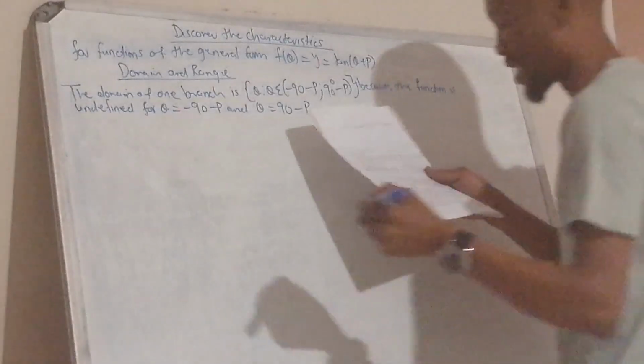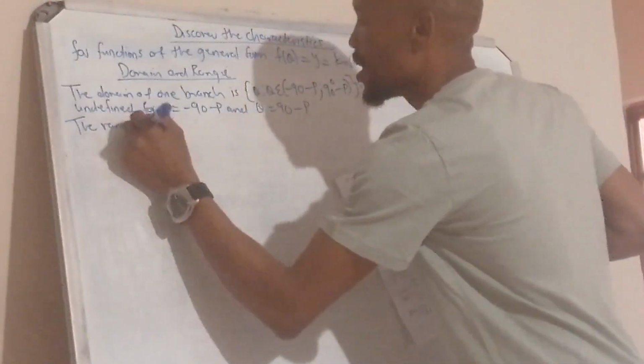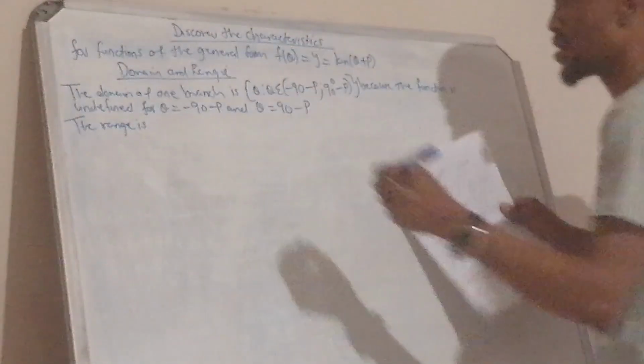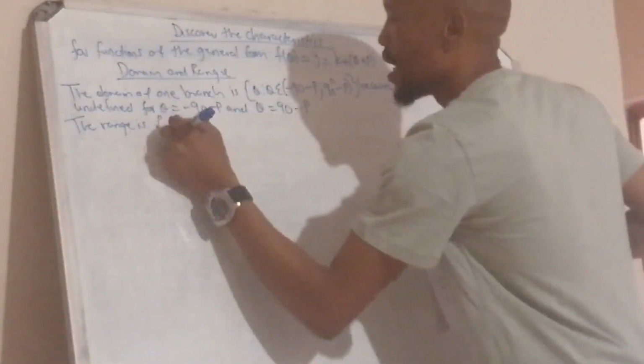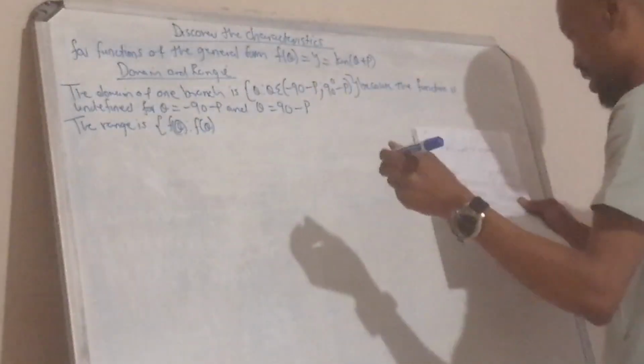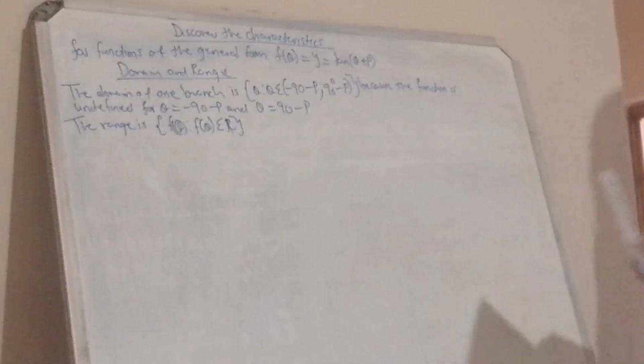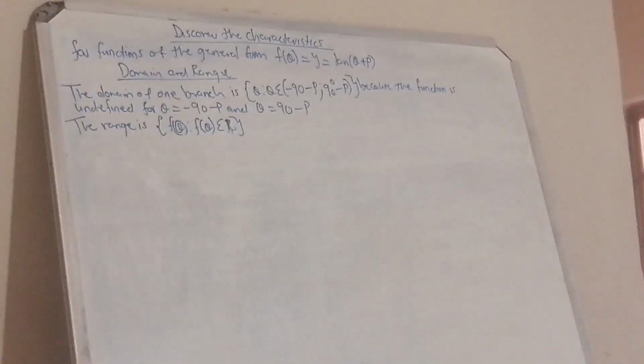And then what about the range? The range is f(theta) such that f(theta) is an element of real numbers. It is defined at every interval in the range, on the y-axis. So this is just something that you should know.